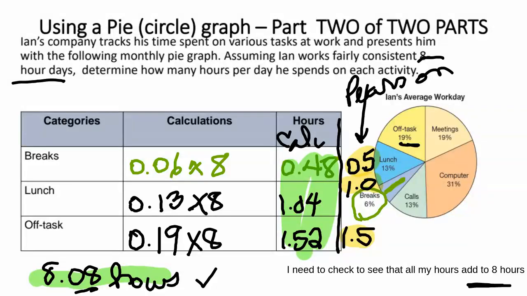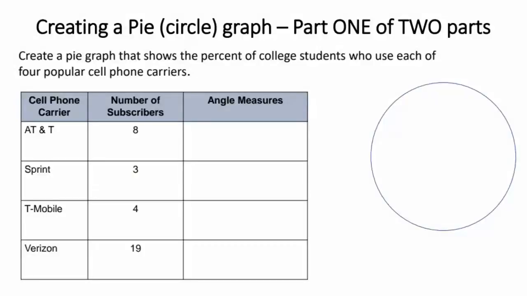Now, with that said, we were given a chart. We were given the percents. Now we need to go backwards. I'm giving you a table, and you are going to have to find out the percents. Well, here we go. Now, this is saying create a circle or a pie graph. This happens to have 2 parts to it, so you're going to follow the parts.